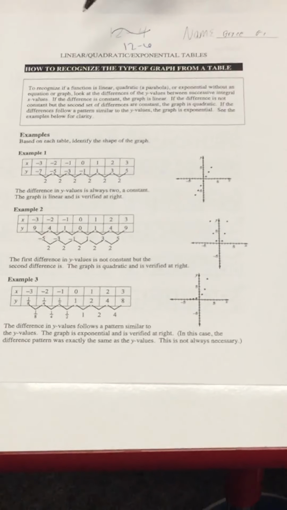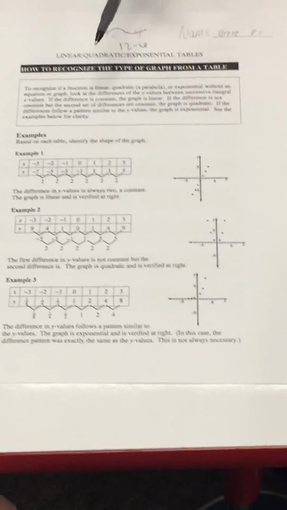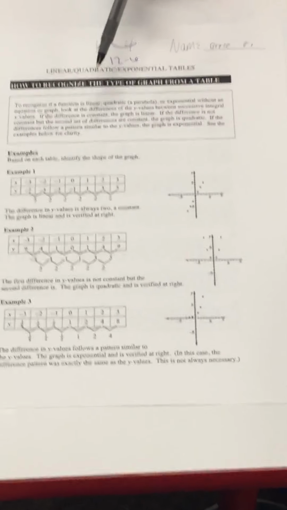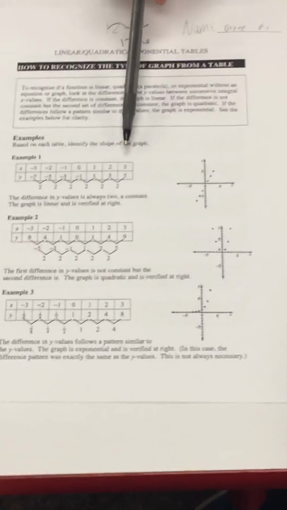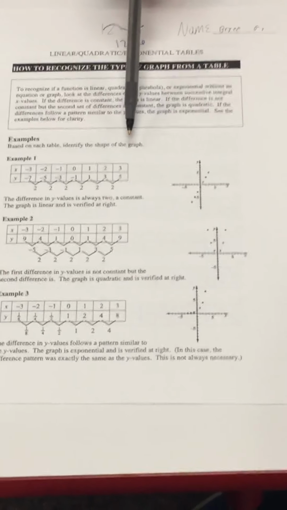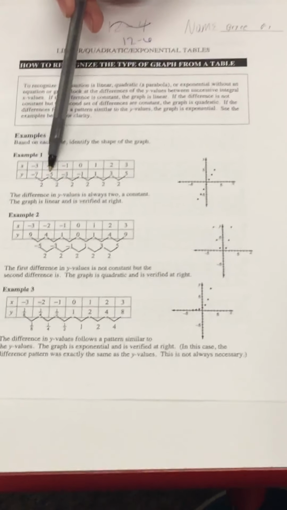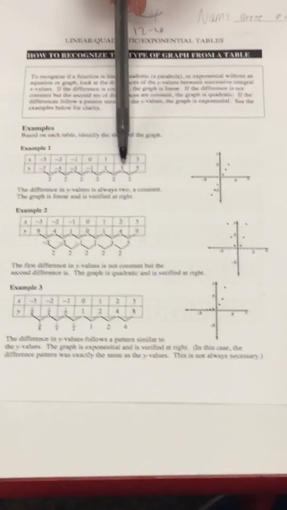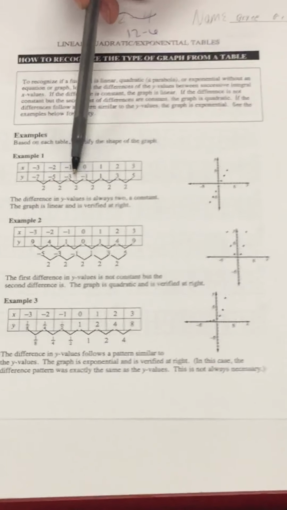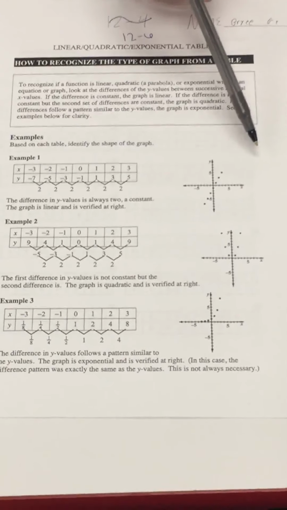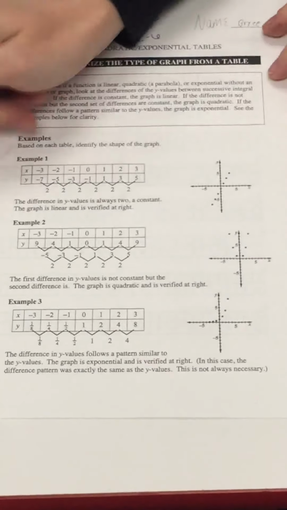So, the first thing that you have to do in this lesson is identify different kinds of tables. The first type of table here is a linear table because it has a constant rate of change. Look at your y values. You see how they're all increasing by 2's? They are adding by 2 over and over and over again. That makes that a linear function.